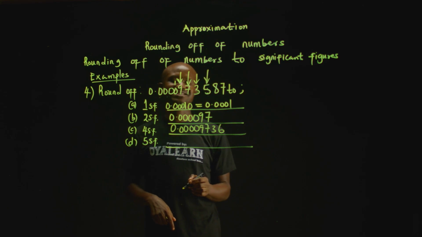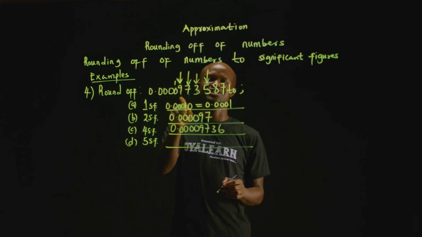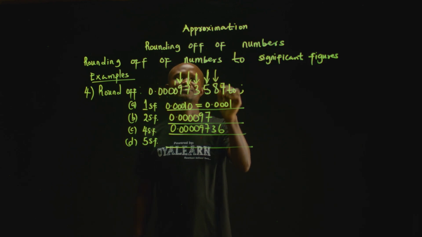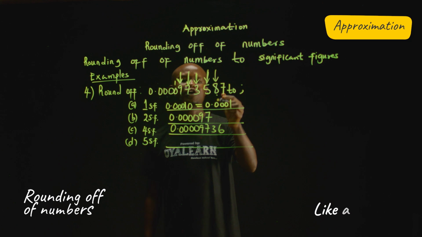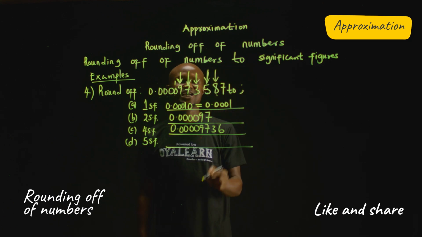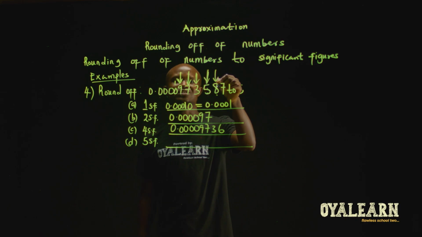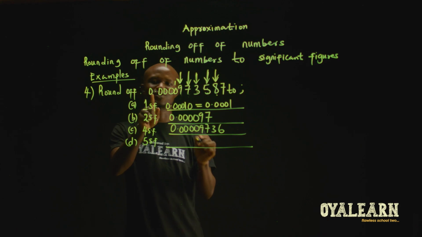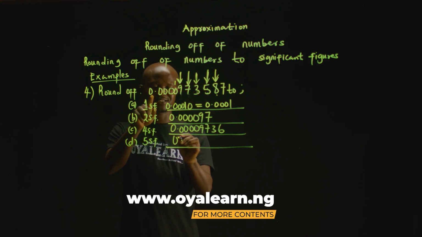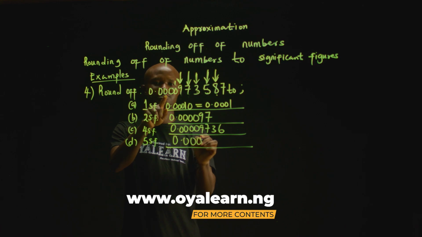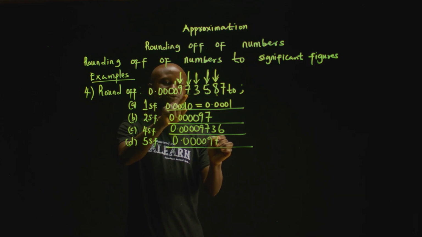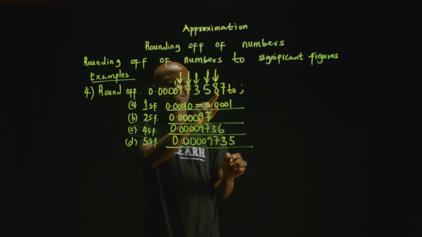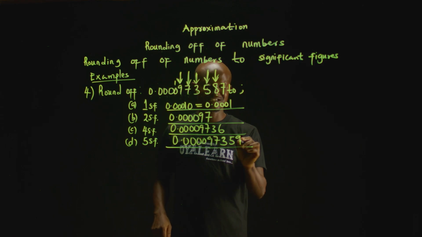Now, for 5SF, we still count from the first non-zero digit from the left. 1, 2, 3, 4, 5. So we stop at 8. So at the back of this 8, we have 7. Now we take 1 from 7 and add it to what? To 8. So what do we have? We have 9 here. So the answer, we start writing from the beginning, 0.00009735 instead of writing 8. So we have 9. That is the solution to the problem.